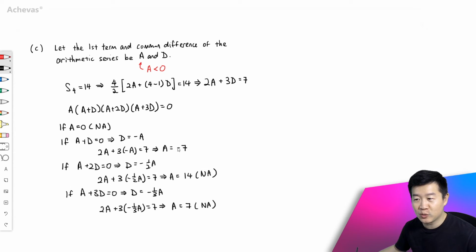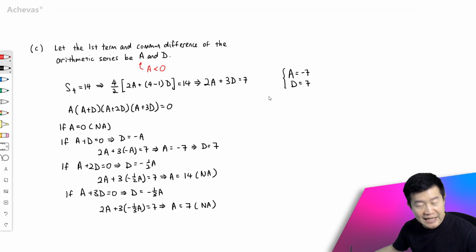a is going to be equal to minus 7. And when a is equal to minus 7, this tells us what d is, right? Because d is the negative of a, d will be the negative of negative 7. d is going to be equal to 7. So we now have a equal to minus 7 and d equal to 7. And with this pair of values, we should be able to find the 11th term of this arithmetic series.